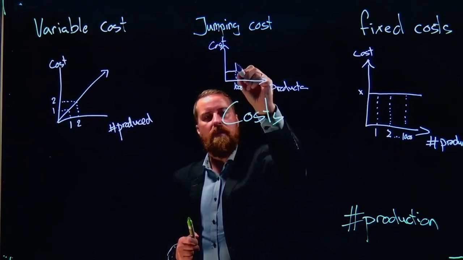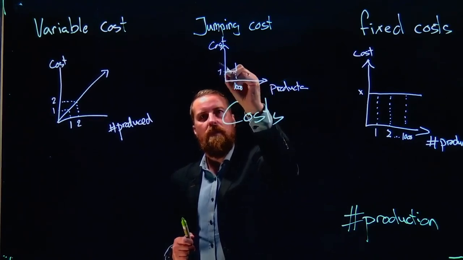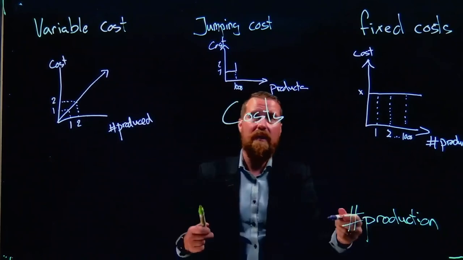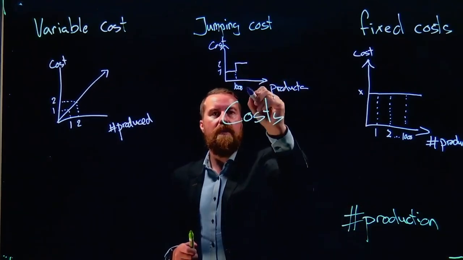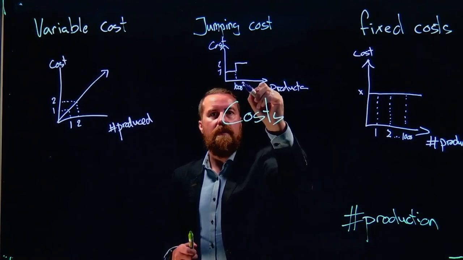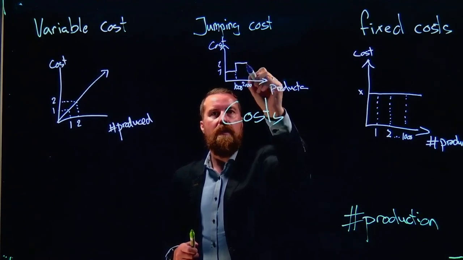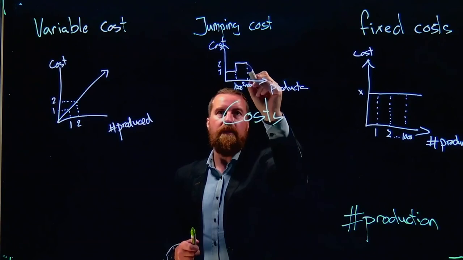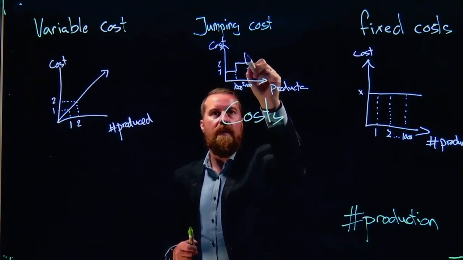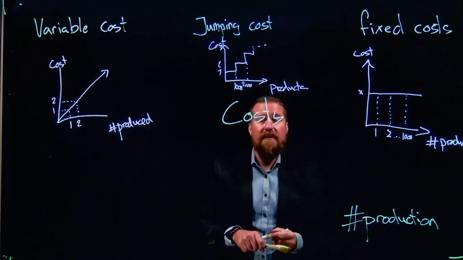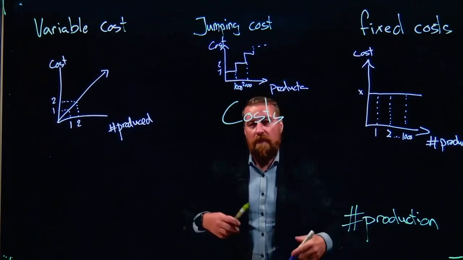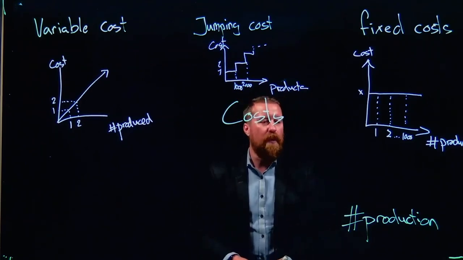Then cost jumps up because we need to buy another machine. That machine can make another 1,000, and we need to buy another, and so forth. So that's the three types of basic costs that we are working with.